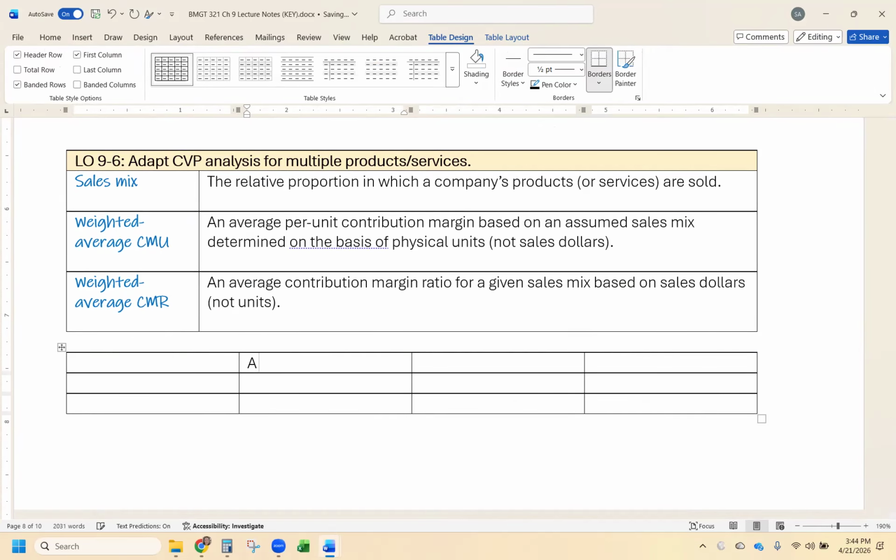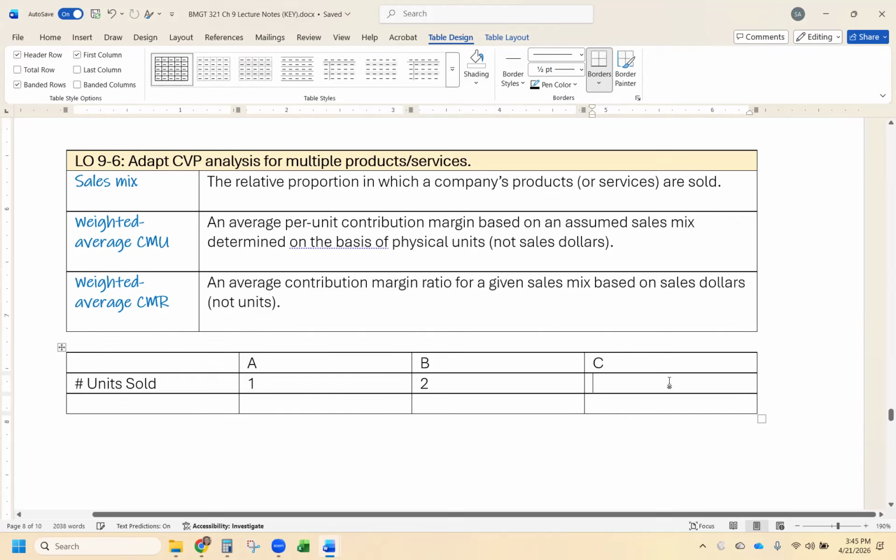So we have product A, product B, product C. So there's going to be two different percentages that we're going to be looking at. One is the number of units sold. So let's pretend that if we sell 1 unit of A, we sell twice as many units of B. So if we sell 1 unit of A, then we also sell 2 units of B. That's just how the customers buy it. And for every unit of B we sell twice as many of unit C. So that would be a 4.